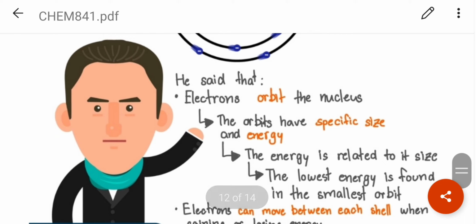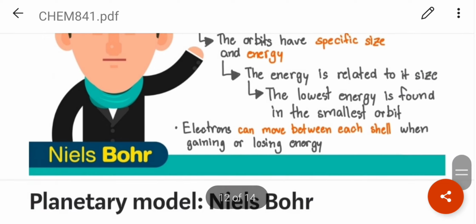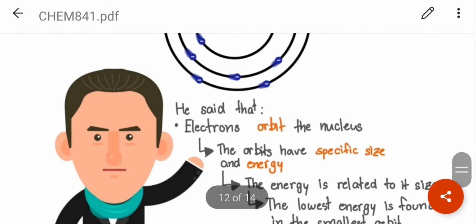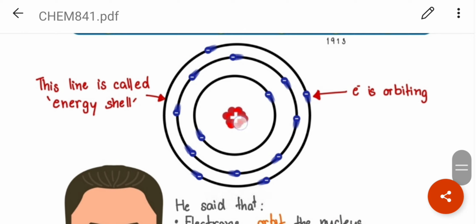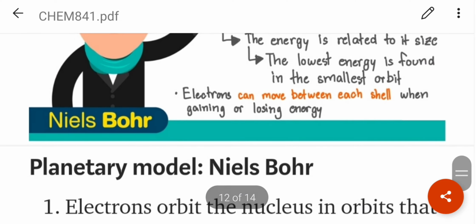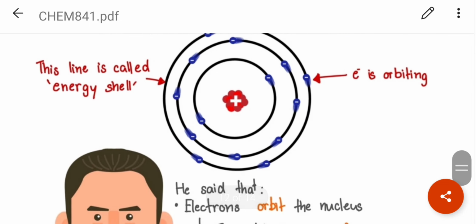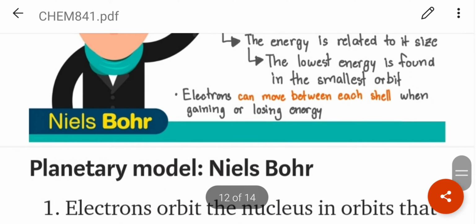The orbits have specific size and energy. The energy is related to its size. The lowest energy is found in the smallest orbit. That means the orbit closest to the nucleus has the lowest energy, and the energy goes on increasing. And electrons can move between each shell while gaining or losing energy. For example, if an electron is here in the first shell, it can go to the second shell if it gains energy, and so on.